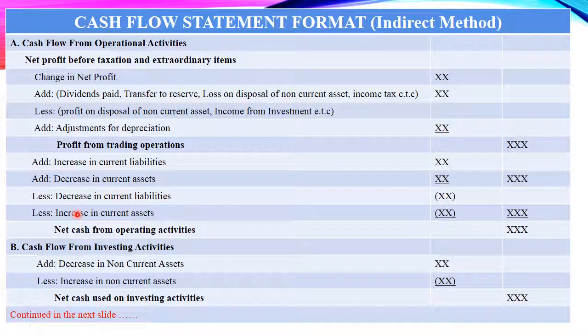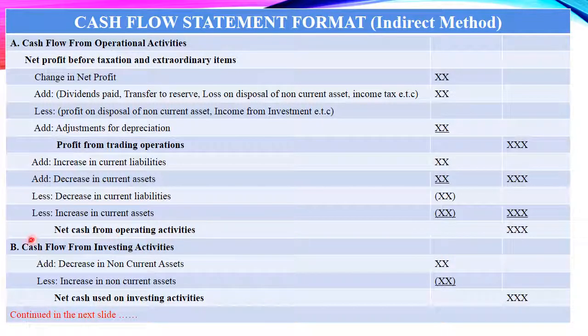Then if there is an increase in current assets, like if the stock has increased, it means we have acquired more stock. And for us to acquire more stock, we are going to spend cash. When you spend cash, you are going to decrease your cash. That is why we are subtracting. So note that if you add an increase in current liability, then you are supposed to do the opposite here: you subtract a decrease in the current liabilities. The same way, when you add a decrease in current assets, you subtract an increase in current assets. Then the total there will give you the net cash from operating activities.